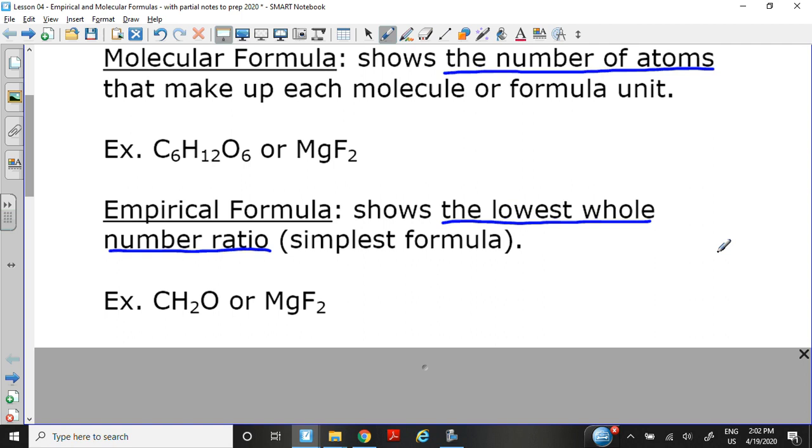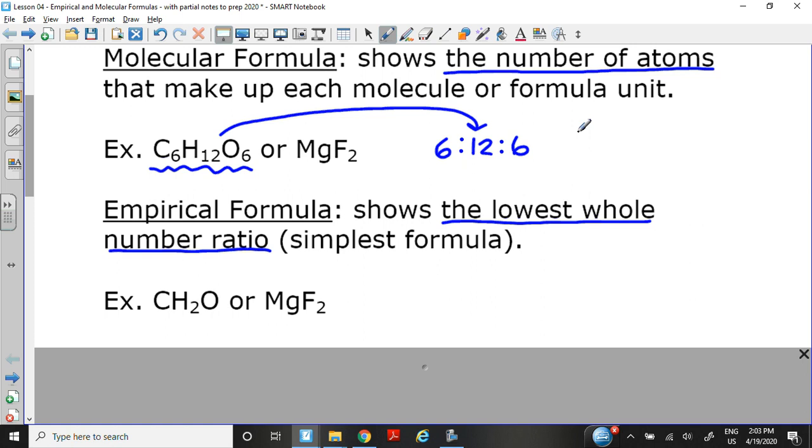So let's compare our examples with molecular and empirical to give you an idea. This first compound here, C6H12O6, is actually glucose. Here, this is the exact number of atoms that are in a glucose molecule. If we wanted to break this down by a ratio, it would say there are 6 carbons, 12 hydrogens, and 6 oxygens. That's what we see here.